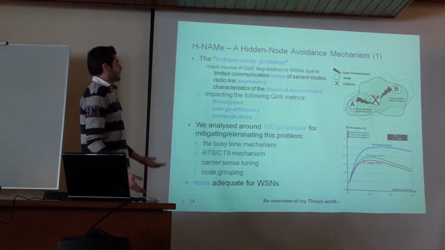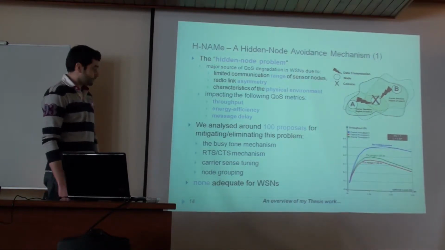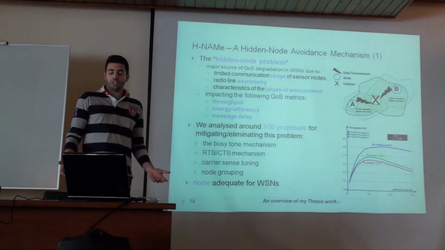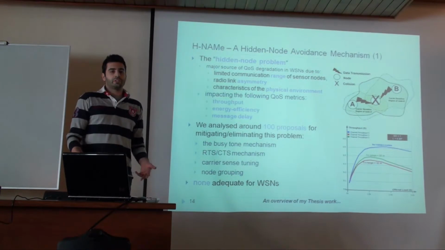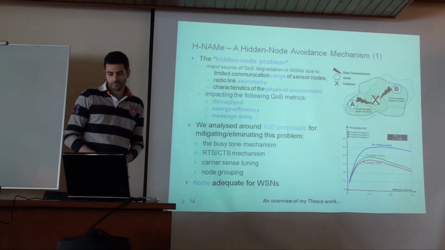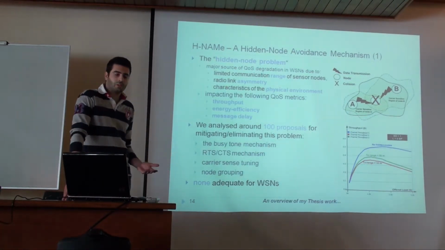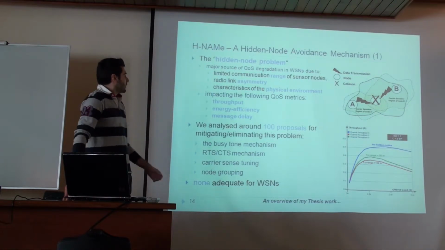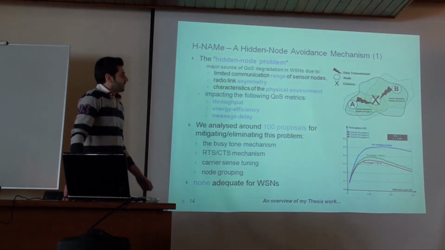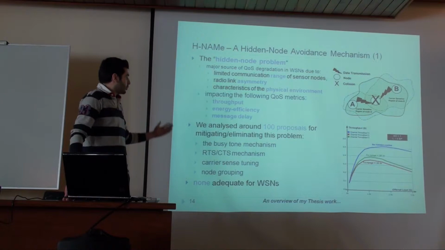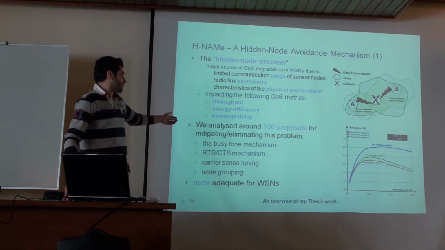So regarding the second contribution, the hidden node avoidance mechanism. The hidden node problem, you probably know this, happens when two nodes that are not visible to each other transmit at the same time, and that results in a collision at a third node. This is a major source of quality of service degradation, especially in wireless sensor networks, due to the limited communication range of sensor nodes, the radio link asymmetries, and obviously the physical environment itself. And this has impact on metrics like throughput, energy efficiency, and message delay.